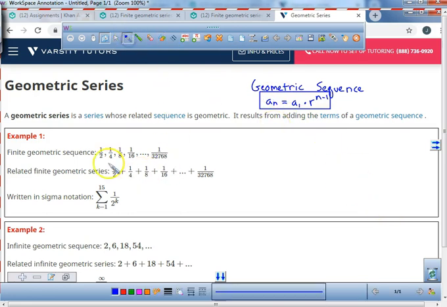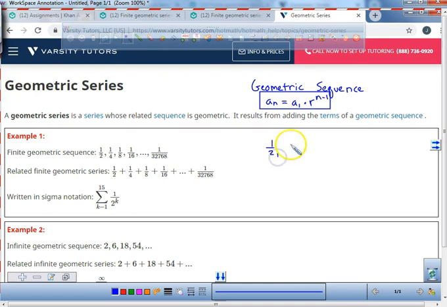Okay? So right here, the geometric sequence, if I said, what's this geometric sequence? We start with 1/2, then we go to 1/4 and 1/8 and 1/16, dot, dot, dot, and goes all the way over here to 1 over 32,768. This right here, this is a sequence, okay? Right there.